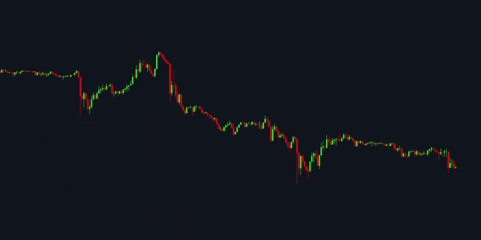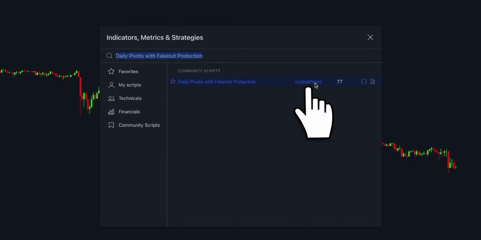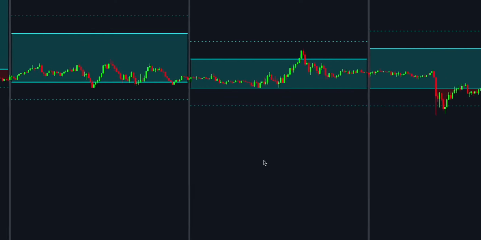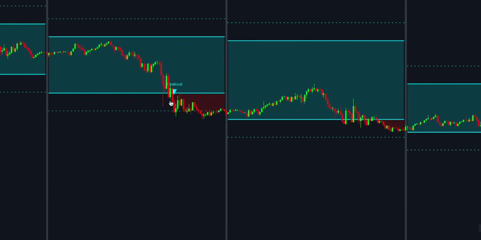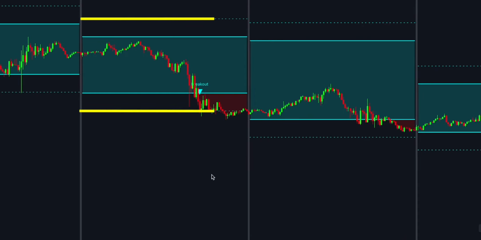To add the first indicator to the chart, open the Indicators menu and search for Daily Pivots with Fake Out Protection by Cyatophyllum. This indicator helps identify potential breakout points in the market where the price could start moving strongly in one direction. It does this by marking daily high and low prices and adding a layer of fake out protection to avoid false signals.